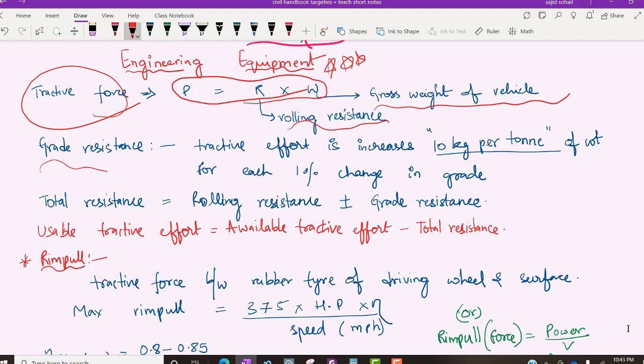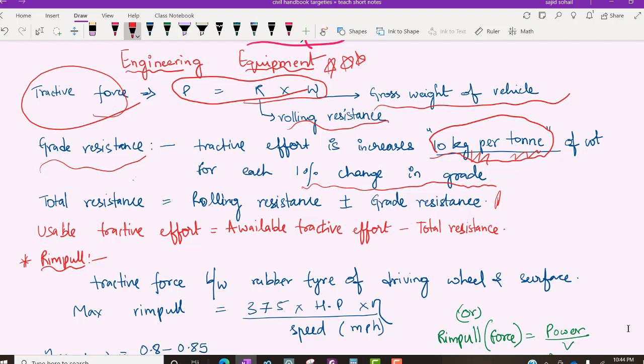So next is grade resistance. This is related to the slope, the land slope on which the vehicle is moving. So whenever there is some increase in grade, what will happen? Obviously the tractive effort is increased by 10 kg per tonne of weight for each 1% change in grade. That means the weight कितना हो जा रहा है? It is increased by 10 kg per tonne. Effect इसका इतना बता रहा है. Okay, so for every 1% change in grade, the effect is a 10 kg increase in weight per tonne. I hope it is very clear, right?